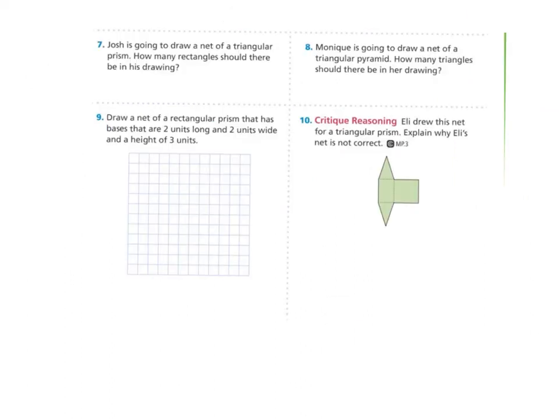Number 7, Josh is going to draw a net of a triangular prism. How many rectangles should there be in his drawing? If you look back at the problem we just did, number 6, you can see for a triangular prism there would be 3 rectangles. We need 3 rectangles and 2 triangles. And then number 8, Monique is going to draw the net of a triangular pyramid. How many triangles should there be in the drawing? For a triangular pyramid, our base would be a triangle, and then we would have some triangles that would come up from that. So that actually would need to be 4 triangles.